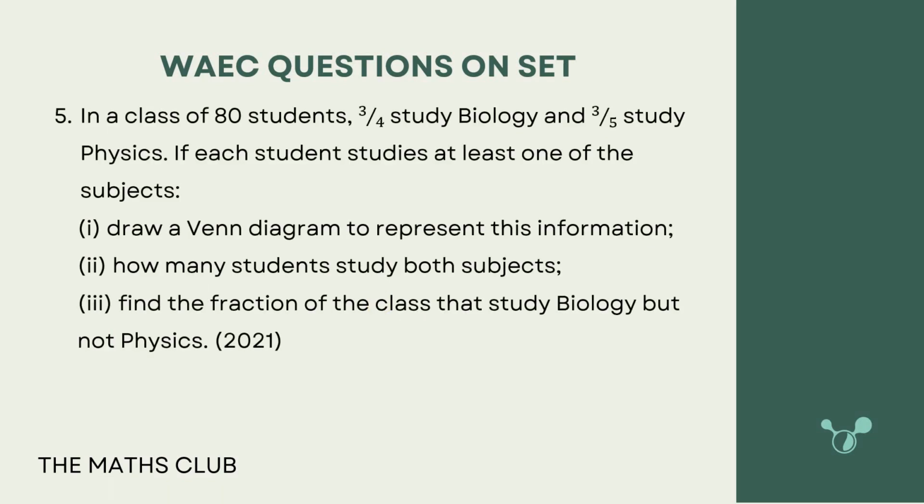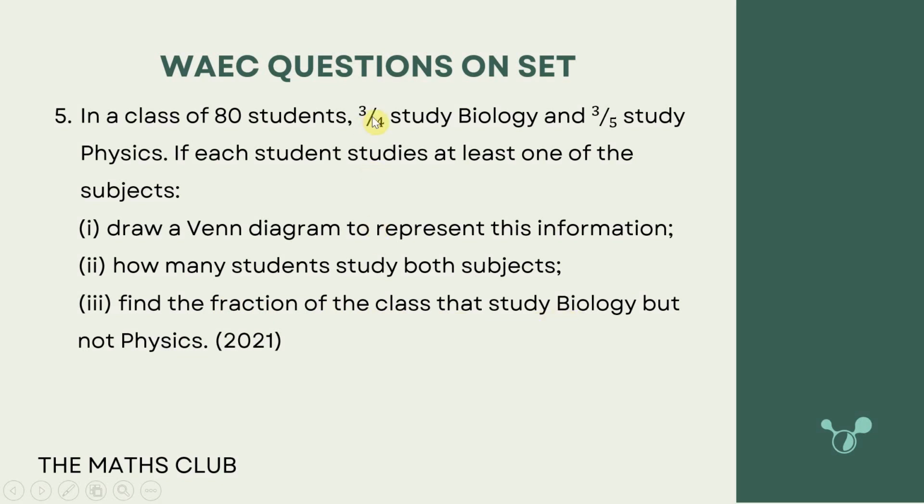The next question says that in a class of 80 students, 3/4 study biology, 3/5 study physics. Each student studies at least one of the two subjects, so that means there is none that does not study any of them. Draw a Venn diagram to represent this information. How many students study both? Find the fraction of students that study biology but not physics. The way to look at it is: find the fraction of students that study biology only.